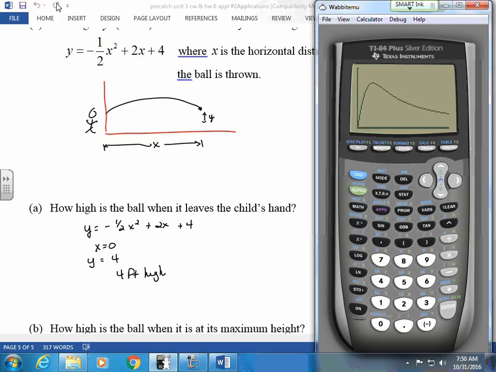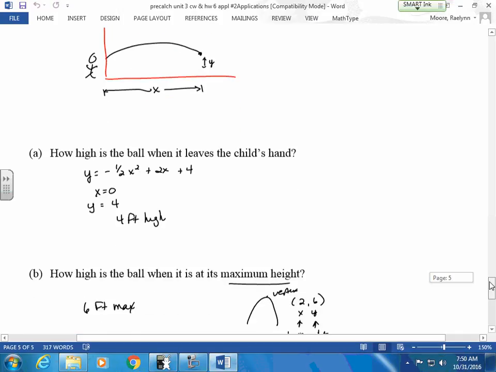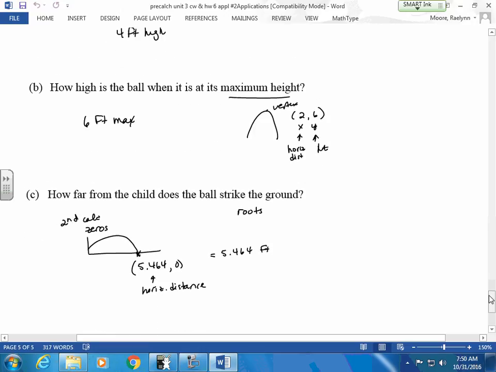And graph this guy. This was a nice little parabola. Go back to a zoom 6 for this guy. And then change what? What quadrant do you still have to be in? Quadrant first, the 1. So change your X min to 0, your Y min to 0, and you're certainly not going to be very far on this, right? So it asks, when does it leave the hand? How high will the ball be at the maximum? Can you just do a max on this? And how far from the child does the ball strike the ground?